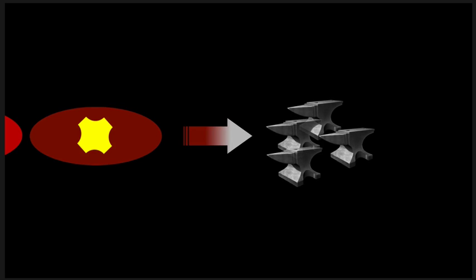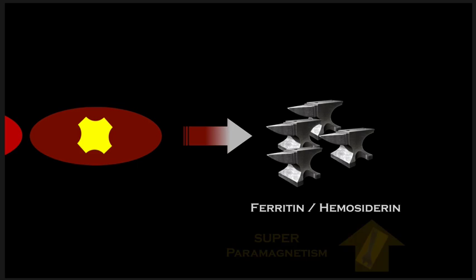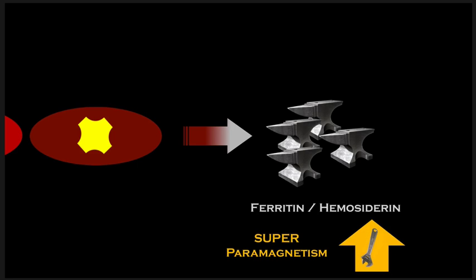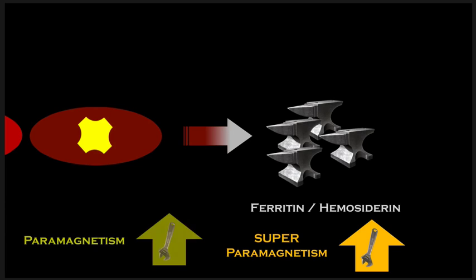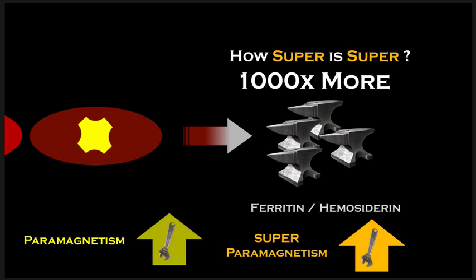And then, eventually, the hemoglobin gets broken down into fragments or chunks of iron proteins called ferritin and hemosiderin, sort of like that. And the difference between these two things, I sort of mentioned earlier, but I'll just recap it, is that the ferritin and hemosiderin is super paramagnetic, as opposed to the methemoglobin, which is pretty strongly paramagnetic. So how super is super? You may remember it's like 1,000 times more. So it's a big difference.